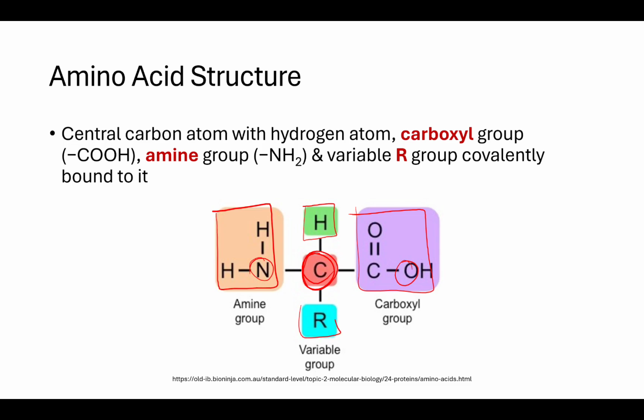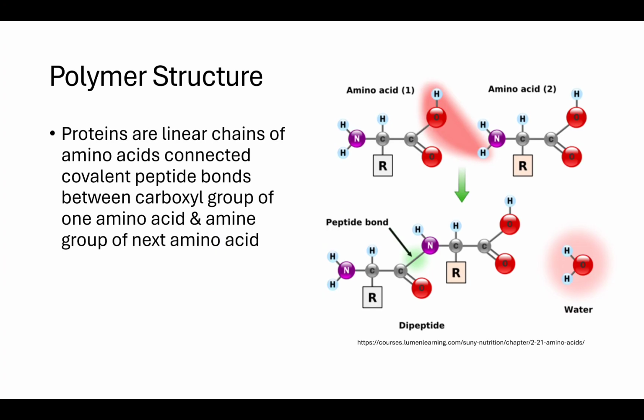a different R group. So this is called the variable group or a side chain, and it is different from one amino acid to another. We're going to look at those R groups on another slide, and I'll point out some of the structural differences. But I wanted to point out what is common between all of the amino acids first.